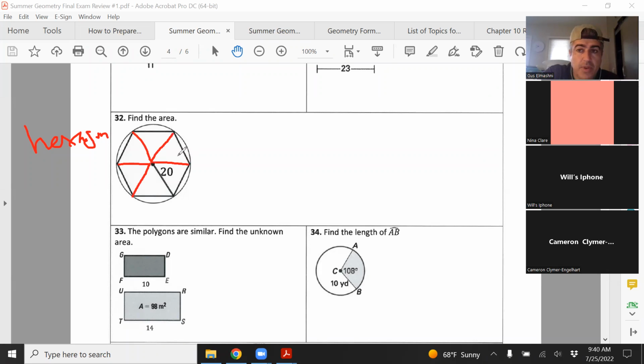So clearly I've drawn 6 triangles. We go all the way around as a full circle, 360 degrees. They get divided by 6. So each of these vertex angles here, that's 60, that's 60, that's 60, that's 60, that's 60, that's 60.